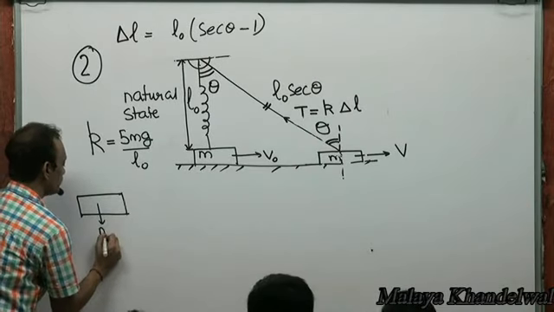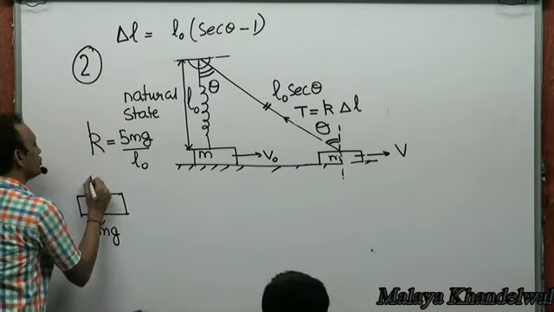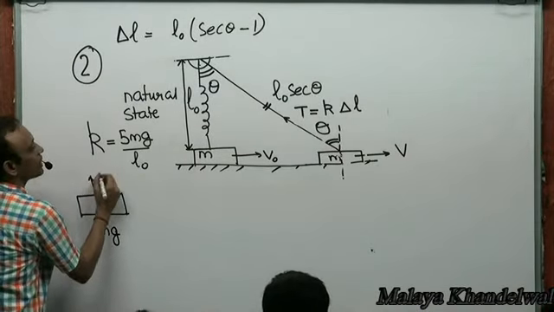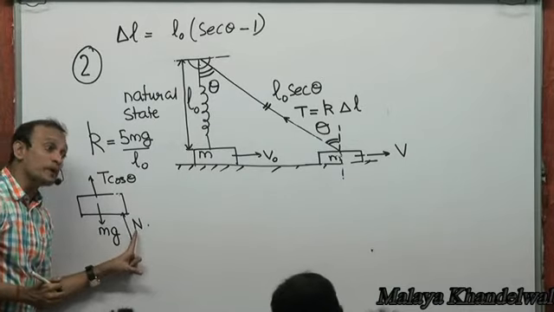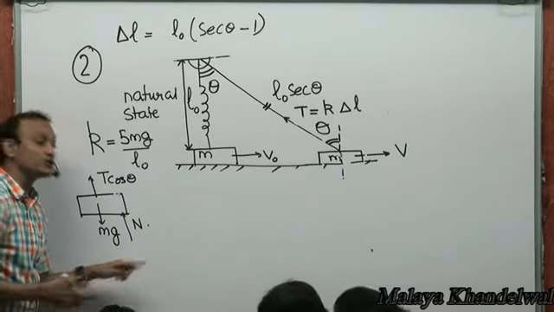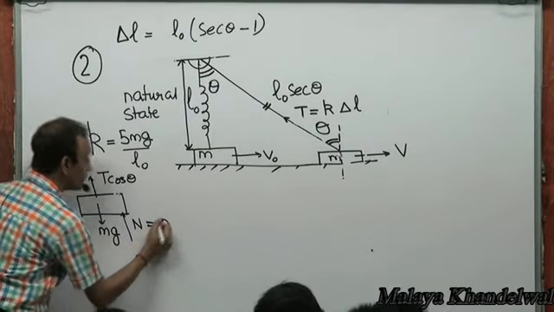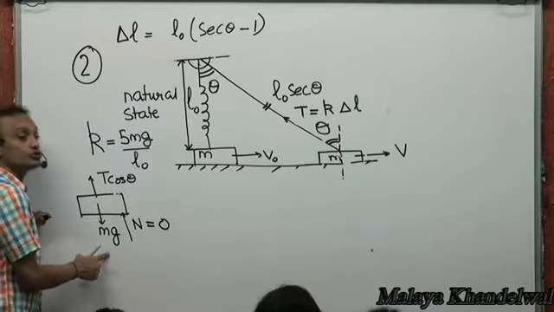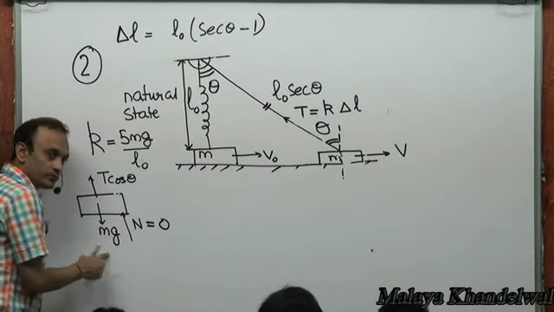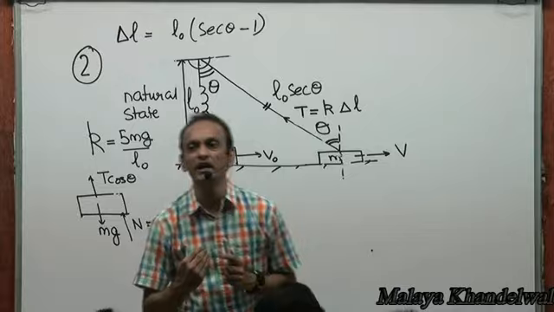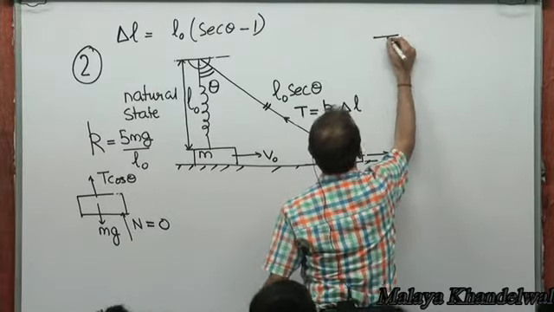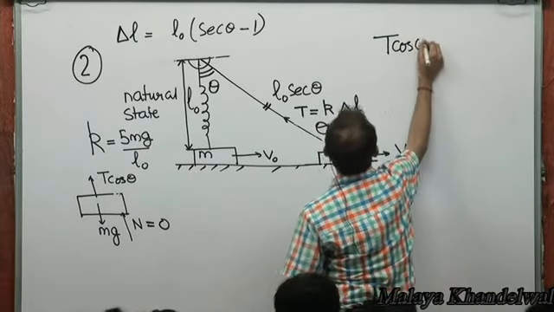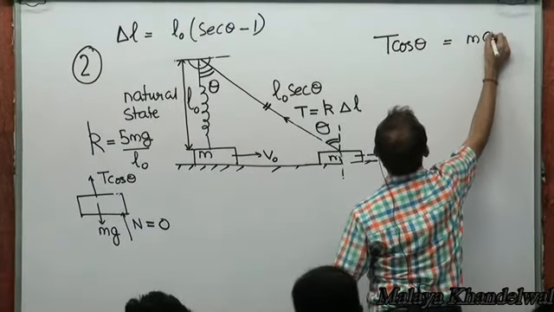Just to explain things a little more, when it breaks off the ground, the forces acting on it are mg downwards, T cos theta upwards, and normal reaction N from the ground. At an instant when it just breaks off the ground, what happens to N? N just about becomes equal to 0. That means T cos theta becomes equal to mg. That designates the instant when it just about breaks off the ground.